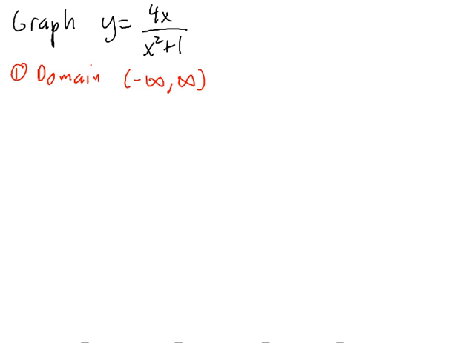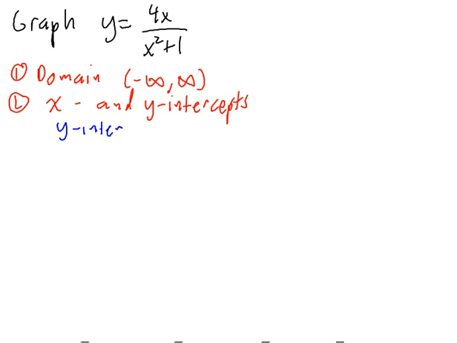Okay, let's find our x and y intercepts. To find our y-intercept, let's let x be 0 and solve for y. So we let x be 0, and we have y equals 4 times 0 over 0 squared plus 1. That would equal 0. So our y-intercept is the point (0, 0). That's also an x-intercept because our x-coordinate is 0 as well.